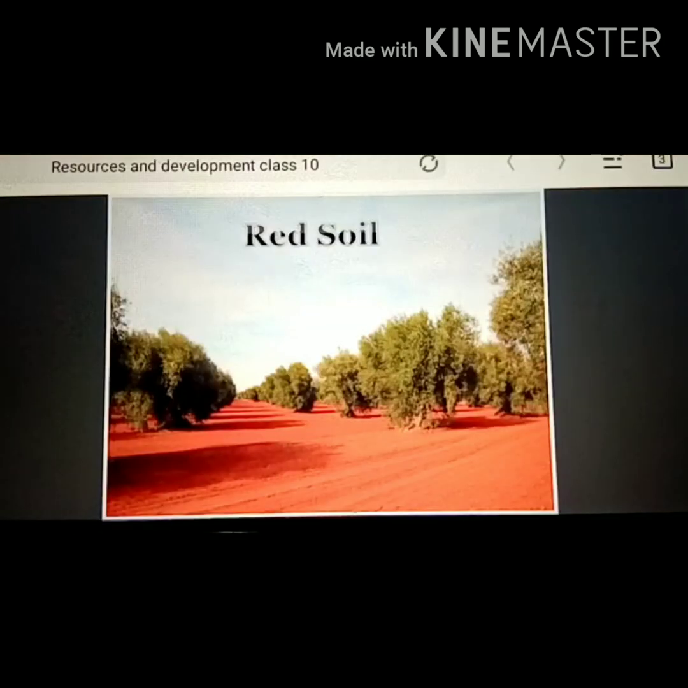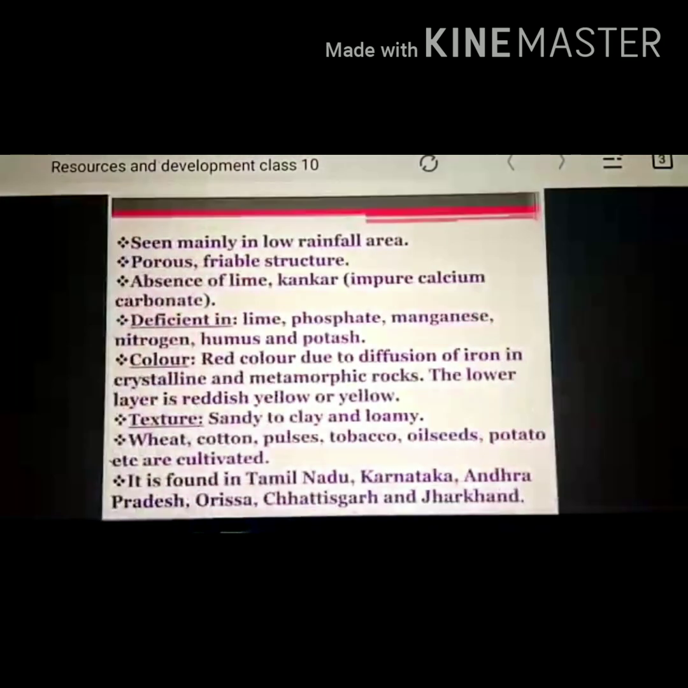Next soil is red soil, seen mainly in low rainfall areas where the rainfall percentage is very low. In these regions you can see that red soil can be found. Porous, friable structure, absence of lime, kankar, impure calcium carbonate, deficient in lime, phosphate, manganese, nitrogen, humus, and potash.